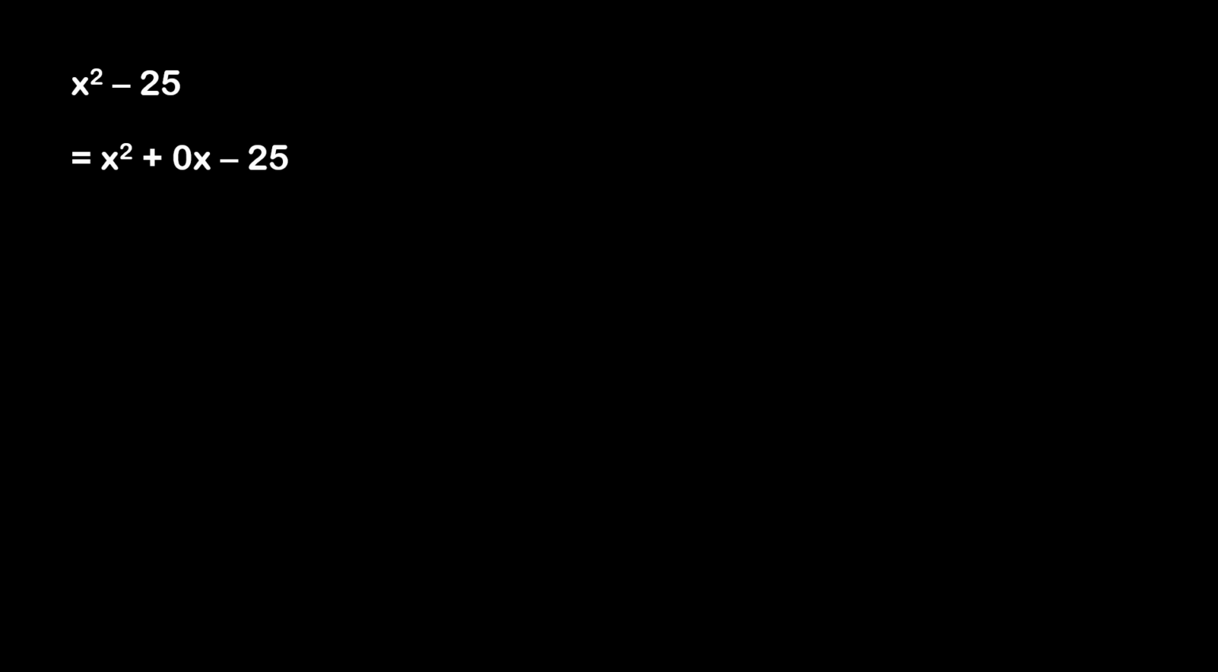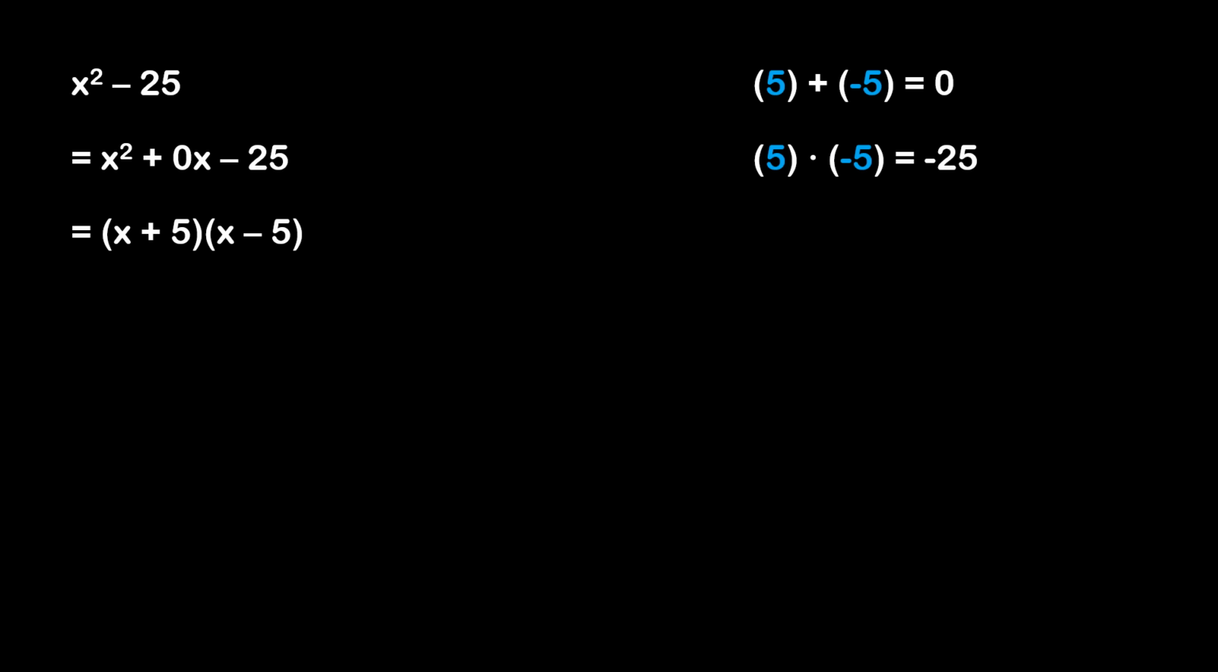So we need two numbers that add up to 0 and multiply to negative 25. In this case, those two numbers are 5 and negative 5. 5 plus negative 5 is 0, and 5 times negative 5 is negative 25. So our two numbers that add up to 0 and multiply to negative 25 are 5 and negative 5. That means we can rewrite this as x plus 5 times x minus 5. So notice that we used 5 and negative 5. And you'll notice that that is the exact same expression that we got from applying the difference of squares formula.